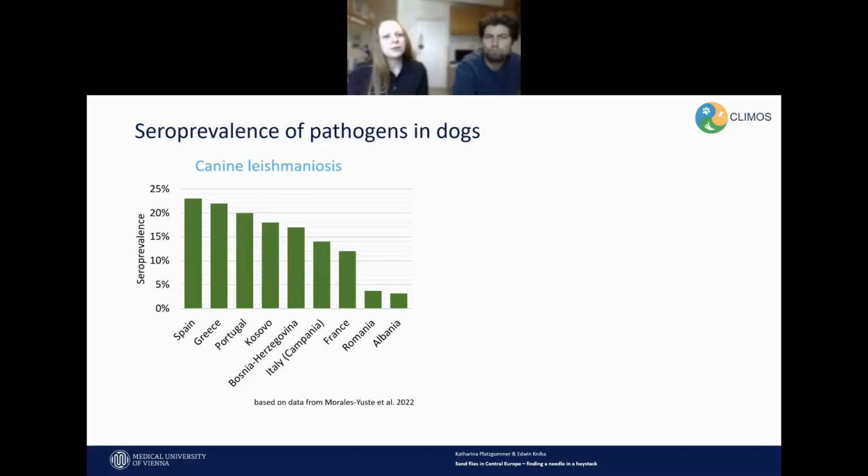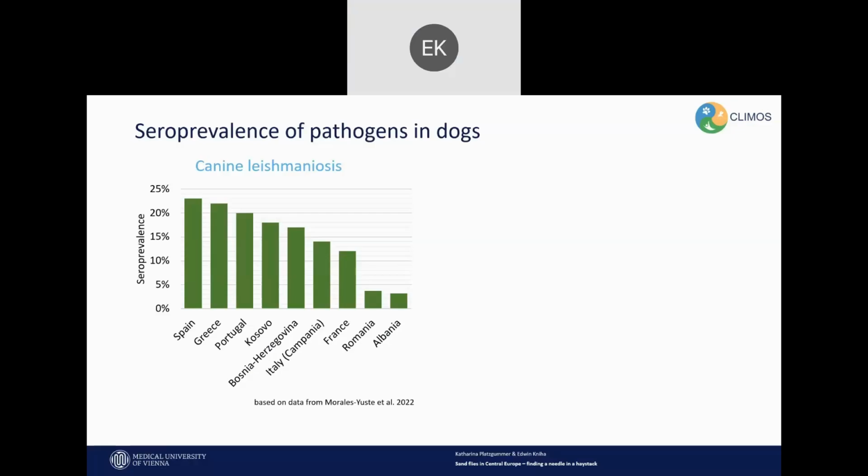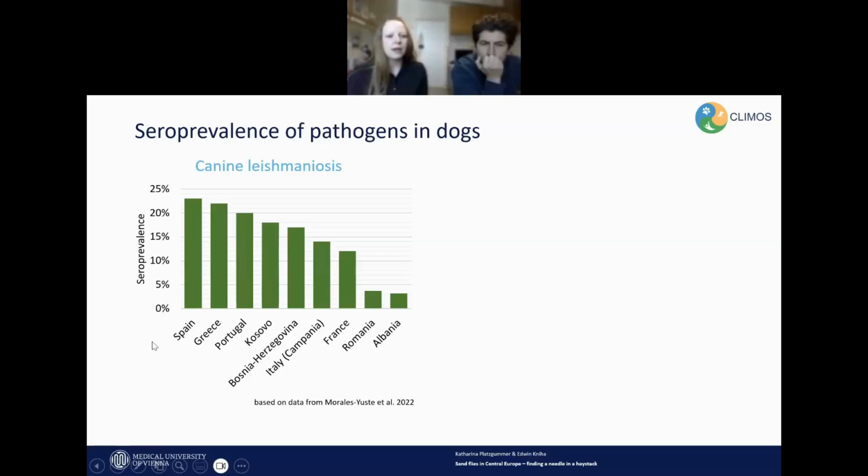But let's first have a look at the situation as it is now. So when we look, for example, at the canine leishmaniasis seroprevalence, we see that especially in these countries such as Spain, Greece, and Portugal, where we import a lot of dogs from into Central Europe, we have quite a high seroprevalence. So for example, here in these countries, more than 1 in 5 dogs has been in contact with leishmania before.